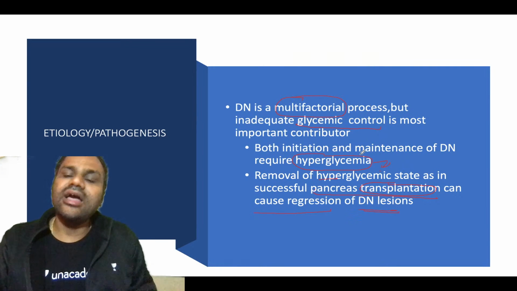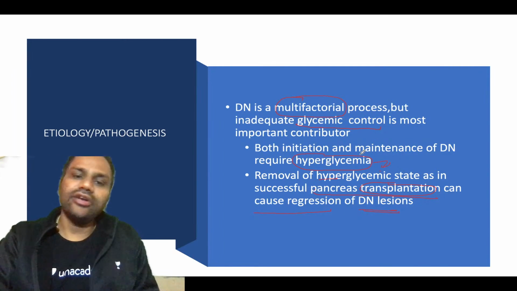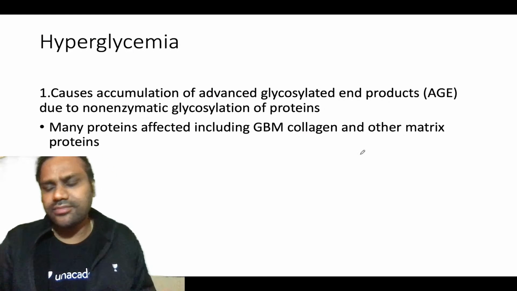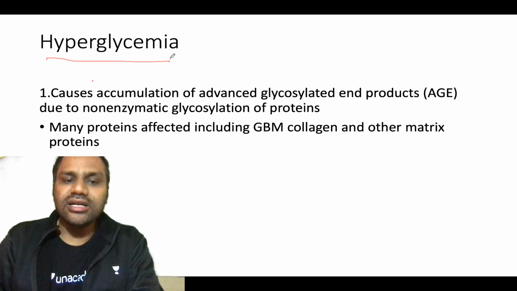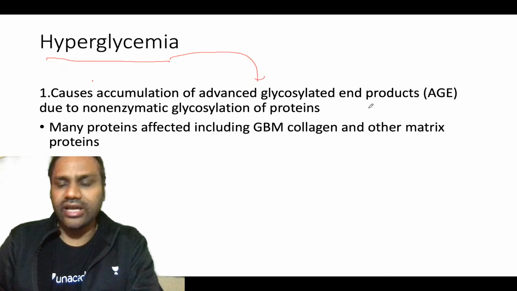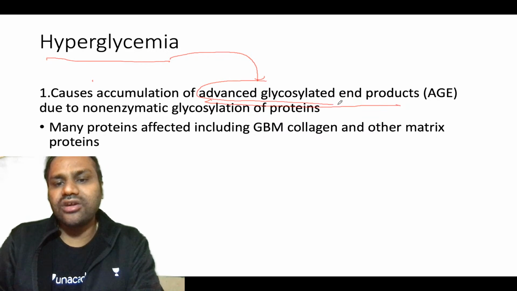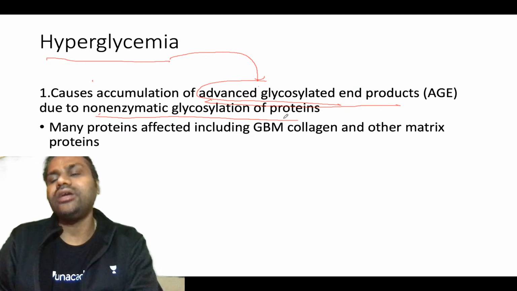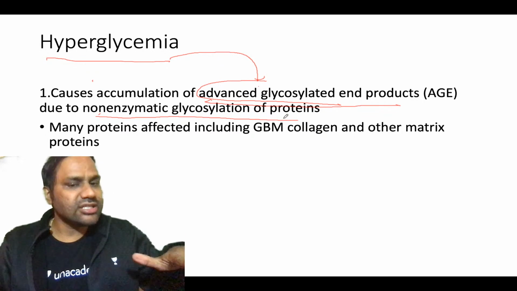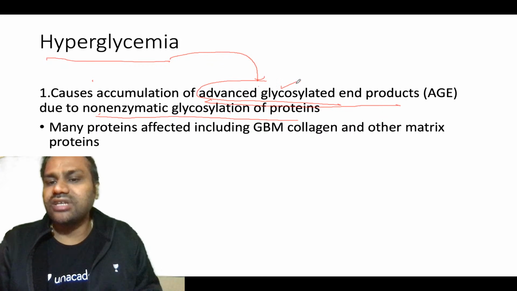Hyperglycemia is one of the most important pathogenic factors in diabetic nephropathy, that you need to know. Hyperglycemia results in accumulation of AGEs, that is advanced glycosylated end products, because of non-enzymatic glycosylation of the proteins. Because of glycosylation of the proteins, they result in advanced glycosylated end products.